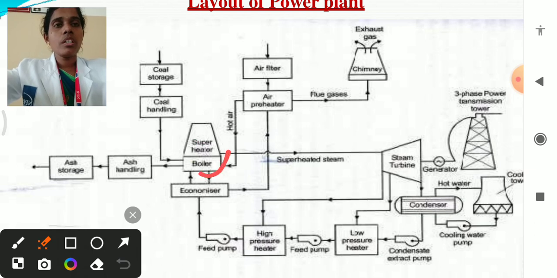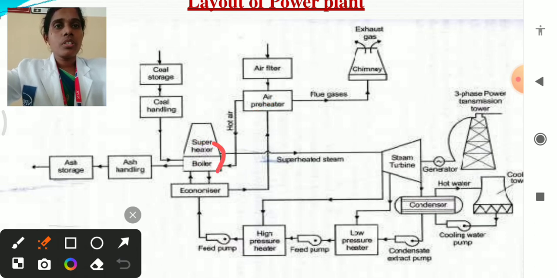For this boiler, 3 inputs have to be given. The first one is water, which we have to provide to this boiler. In order to have combustion, we need the presence of air. From the atmospheric air, the air has to be filtered and then preheated. The preheated hot air is given to this boiler. The air is filtered by the air preheater, and then it is fed to this boiler.